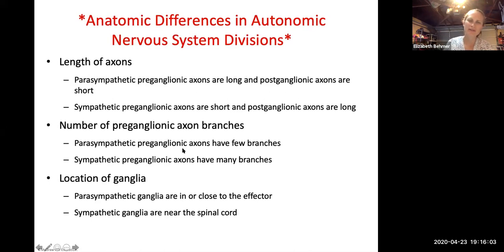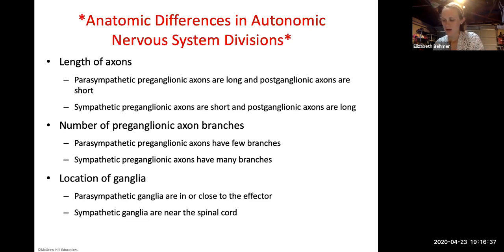We can talk about their differences by the length of their axons, the number of preganglionic axon branches, and the location of the ganglia. These three are the letters A, B, and C under Roman numerals 3 and 4 in your notes. You can see your notes here. Roman numeral 3 is parasympathetic and Roman numeral 4 is sympathetic. A, B, and C take you through the length of the axons, the number of branches, and the location of ganglia for each of them.